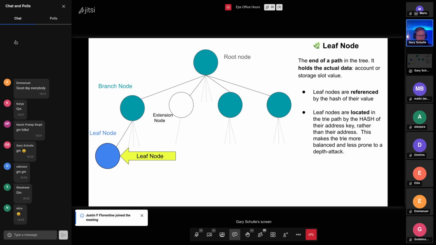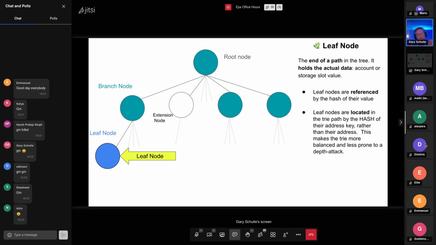And if somebody wanted to grief Ethereum, they could just create two accounts, or two storage slots, that are just one portion of path away from each other. So you could force a really deep tree branch that an Ethereum node would always have to traverse when you're interacting with it with transactions.